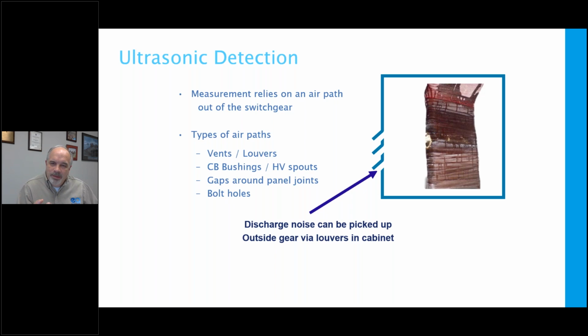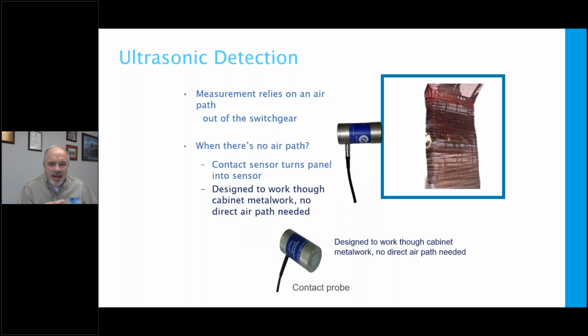So I'm going to try and pick up this PD through a louver if I can, through any sort of air path that I can from the source to the sensor. But if I can't, I'm going to use this contact sensor I was just talking about, and that's going to pick it up through the metal. It's going to be a little less sensitive. It's going to pick up background noise. It's not directional because I'm going to pick up vibrations on either side of this metal panel, but as a sensor of last resort, it works rather well.